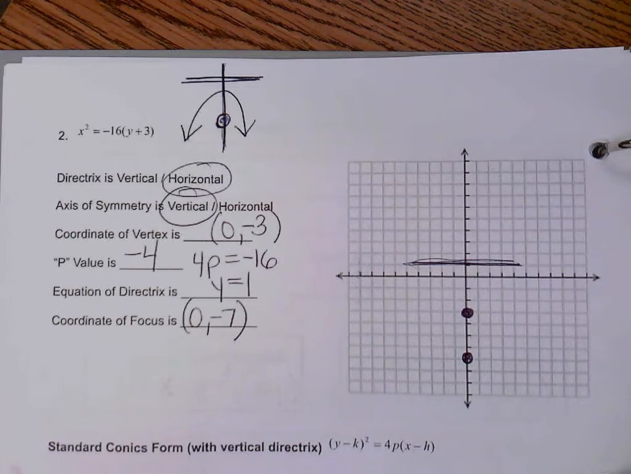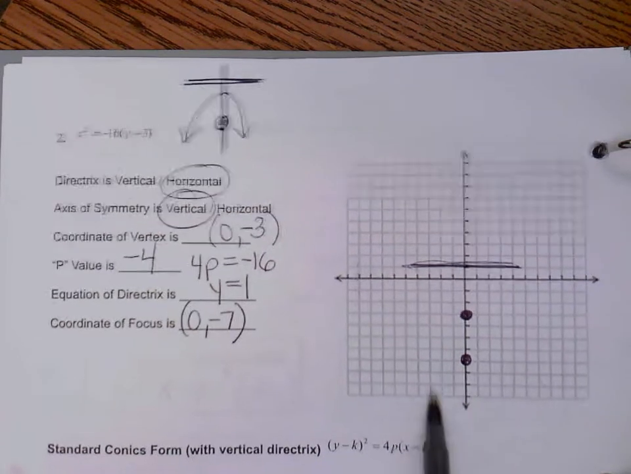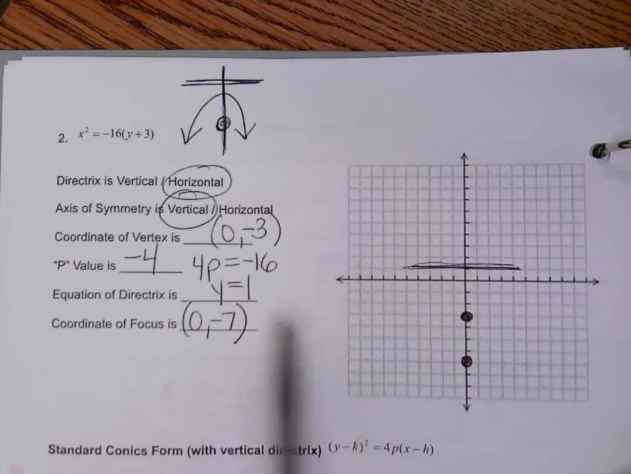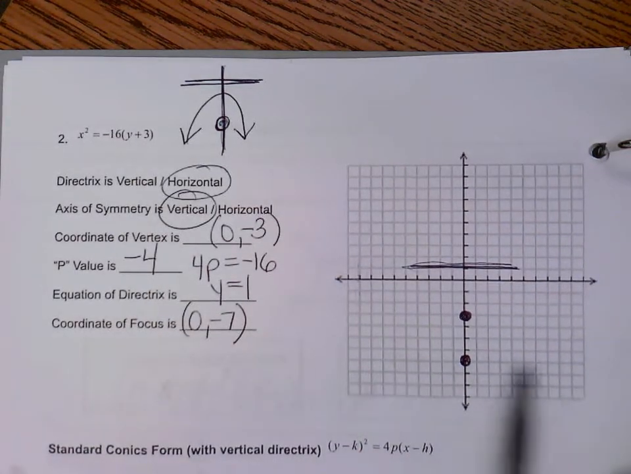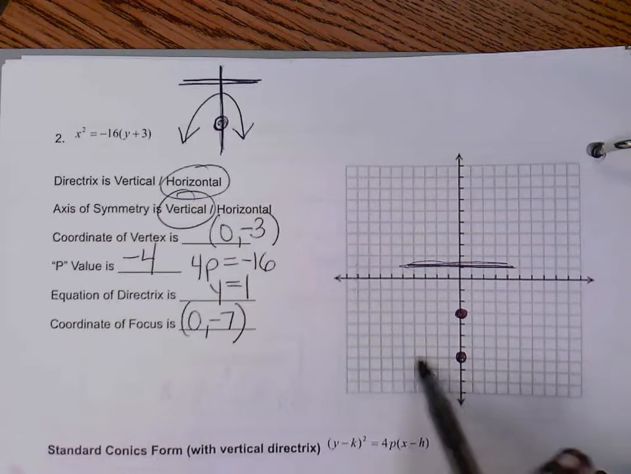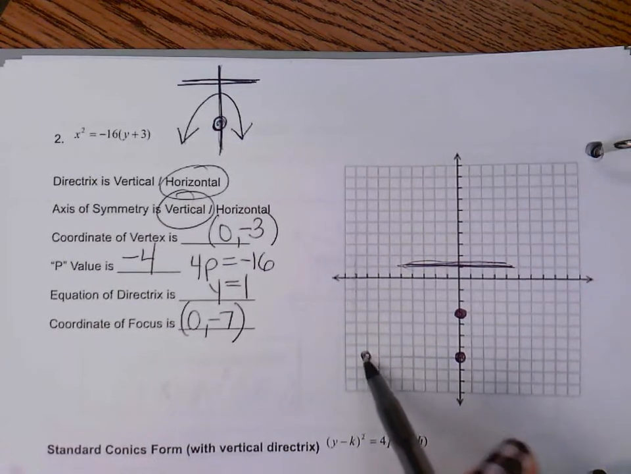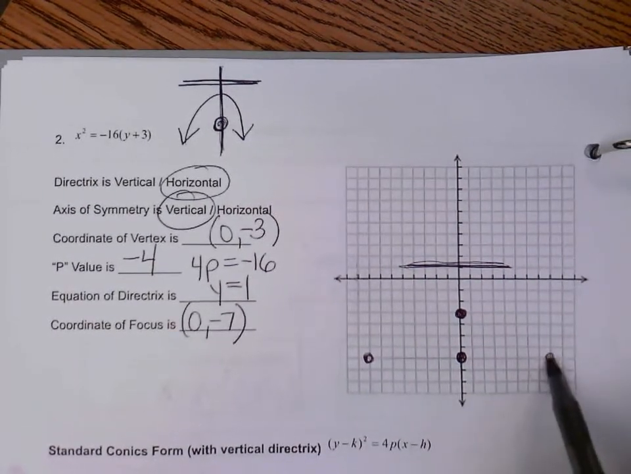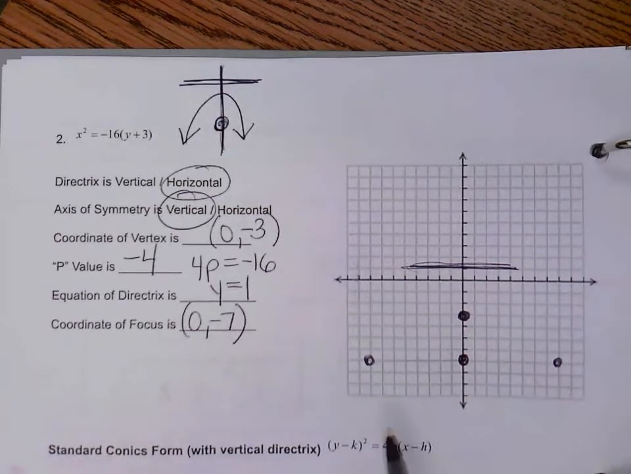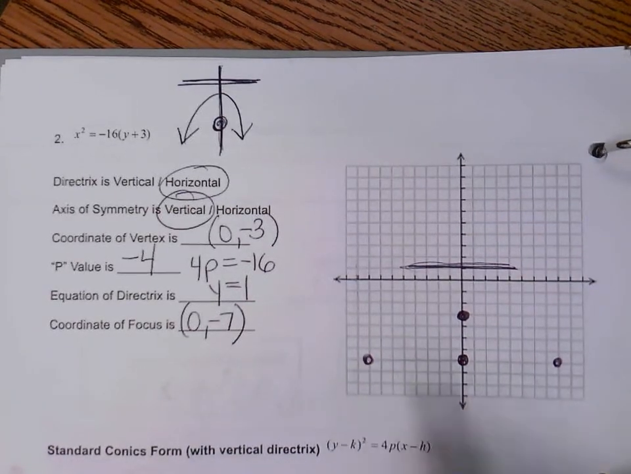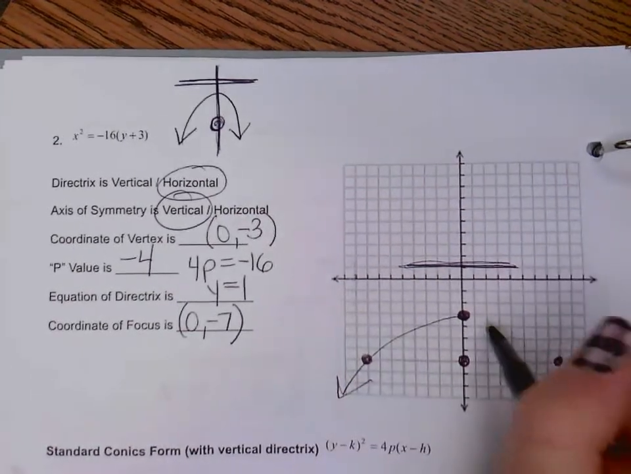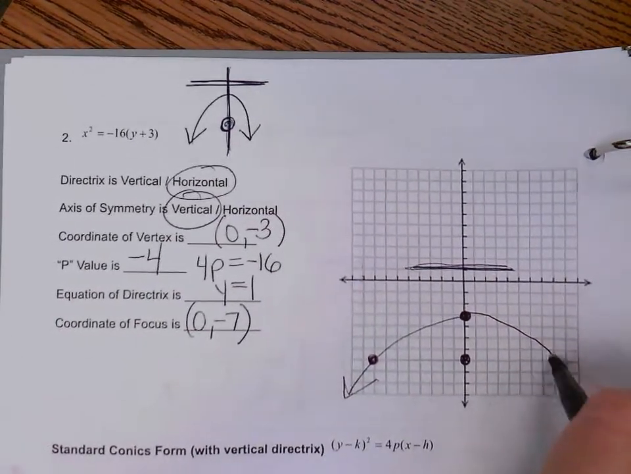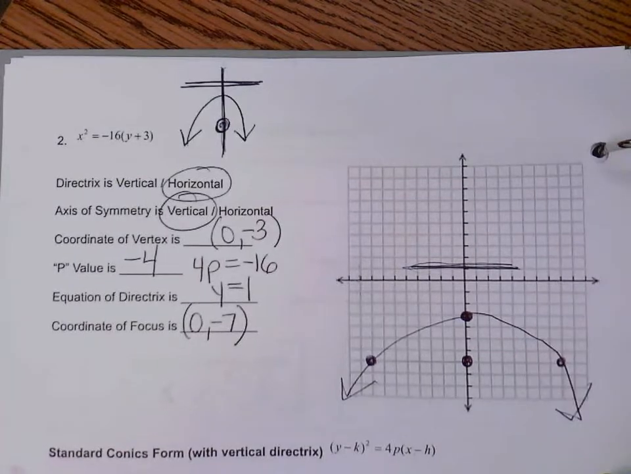Then the last set of key points, you want it to open up 16 units across its focal width. So that means going over and dotting at 8 on either side. This is a 10 by 10 grid, so you could just go almost all the way to the end if you don't want to count them, 2 away from the end. So this is a pretty wide parabola.